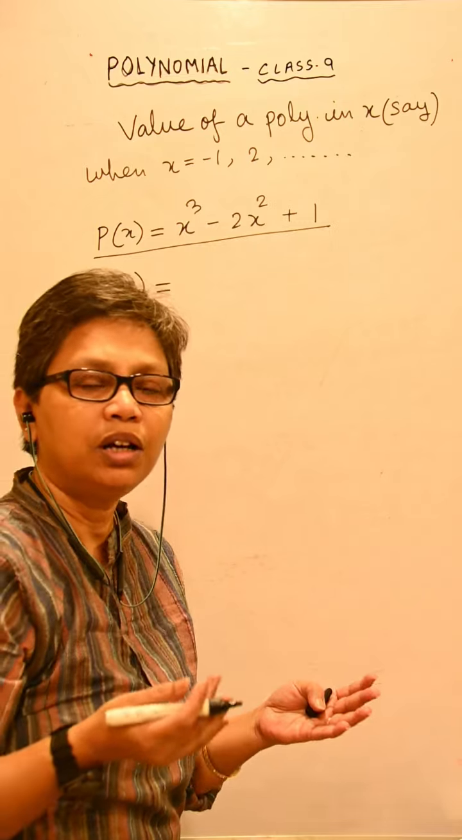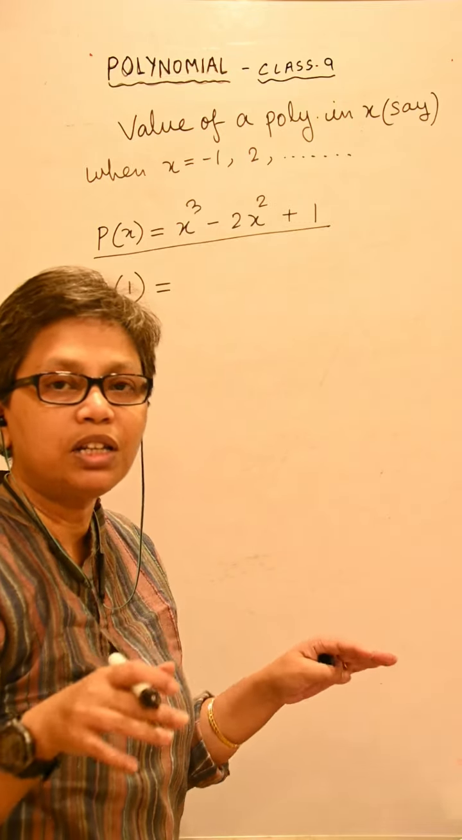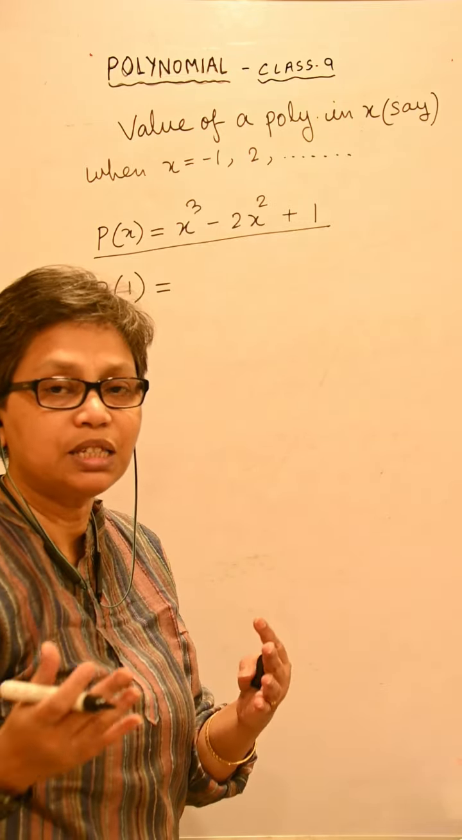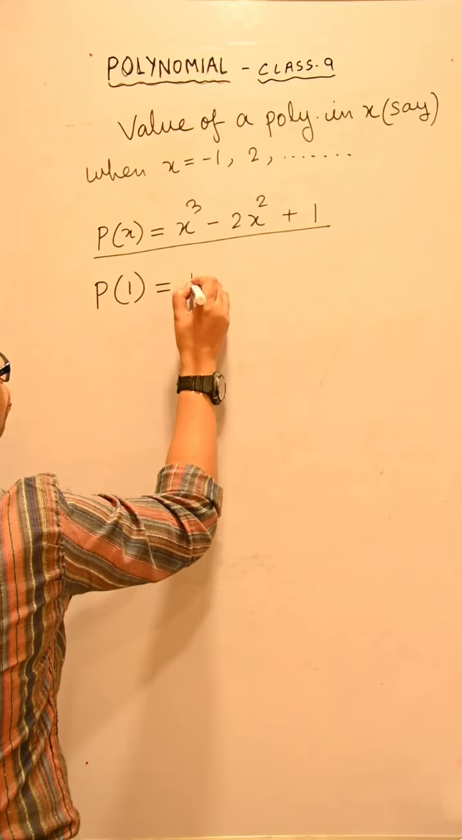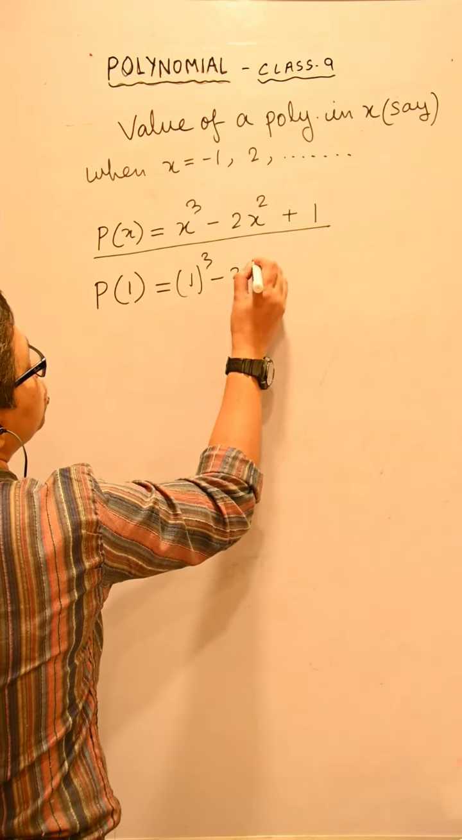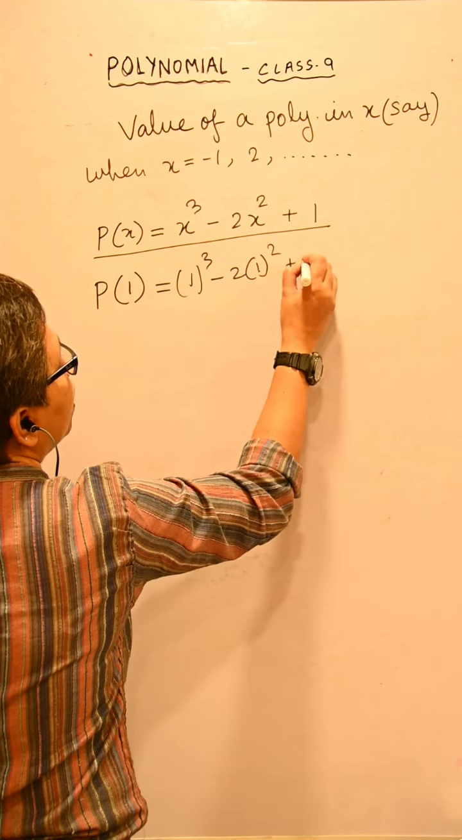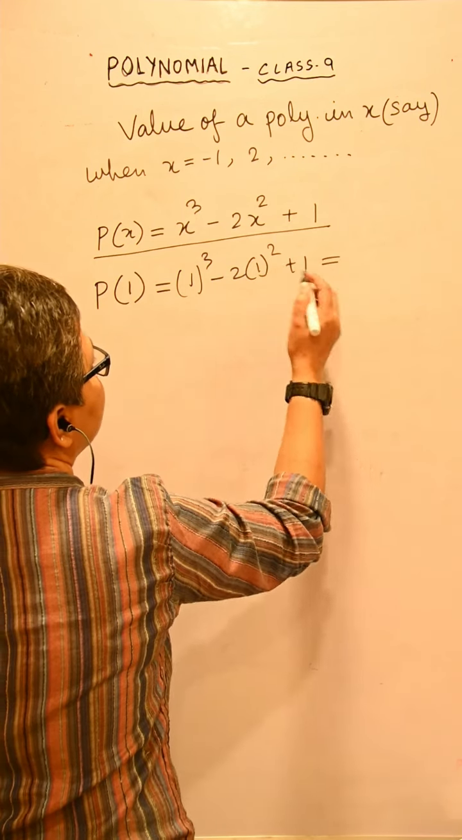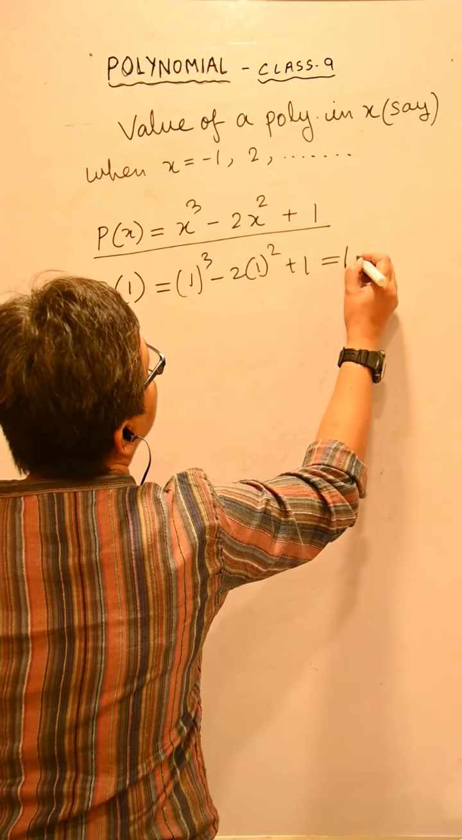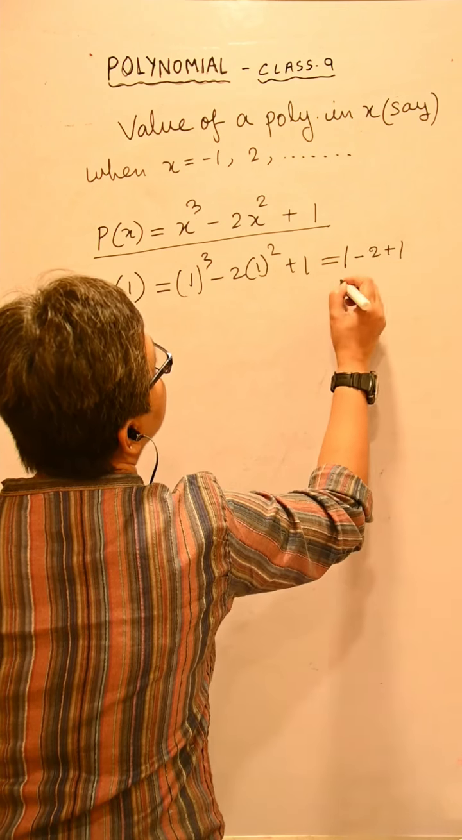So, very simple, when x is 1, just replace all the variables x by 1. So, 1 cube minus 2 into 1 square plus 1, and you calculate the value. So, that is 1 minus 2 plus 1, that is 0.